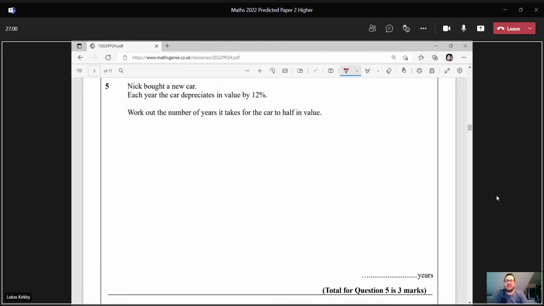Okay, so number 5, Nick bought a new car. Each year the car depreciates in value by 12%. Work out the number of years it takes for the car to halve in value. Alright, so if it depreciates, that means it's going down. So if we think 100% is what it originally costs, and we are going down by 12%, that's going to leave us 88%, or we can write that as 0.88.